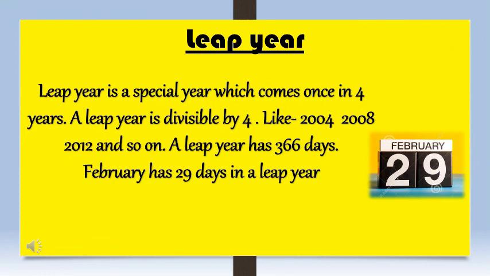Now let's know about the leap year. Leap year is a special year which comes once in 4 years. A leap year is divisible by 4, like 2004, 2008, 2012, 2016 and 2020 are leap years. A leap year has 366 days. February has 29 days in a leap year.